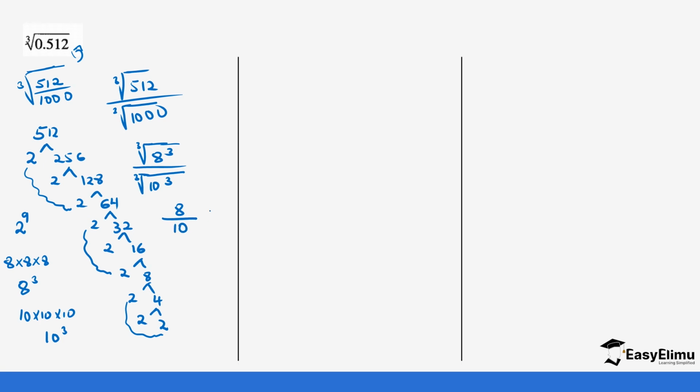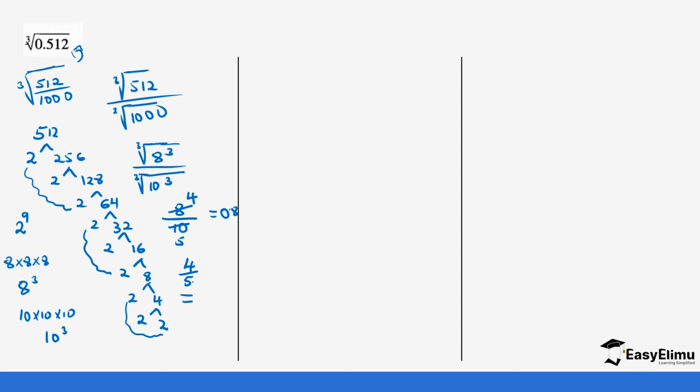You can leave your answer as 0.8, or you can make it into a simpler form, a fraction. So if you divide by 2, you get 4. You divide by 2, you get 5. You can't go further than that. So this becomes 4 over 5, which is the same as 0.8.